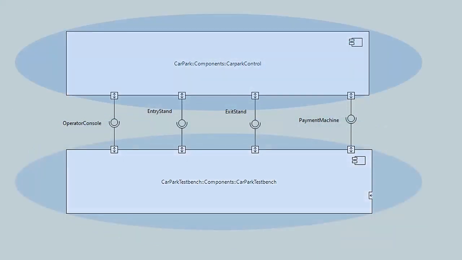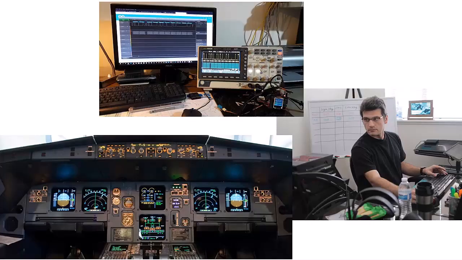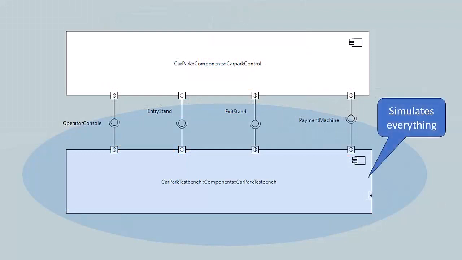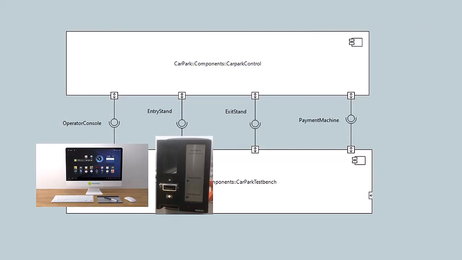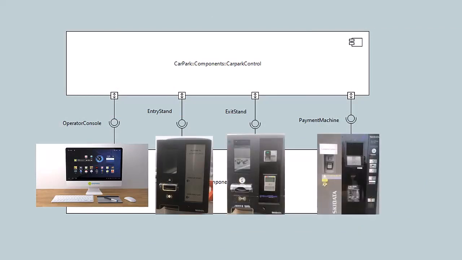Since your application models and the test bench and the test suite have already been tested in Verifier and with generated code on the development host, the focus here is primarily on the target toolchain and the deployment execution environment. Then incrementally replace each simulated aspect in the test bench with the actual component being simulated. This allows you to focus your debugging effort on the interface between the models that you're testing and the actual component that you just swapped into place.